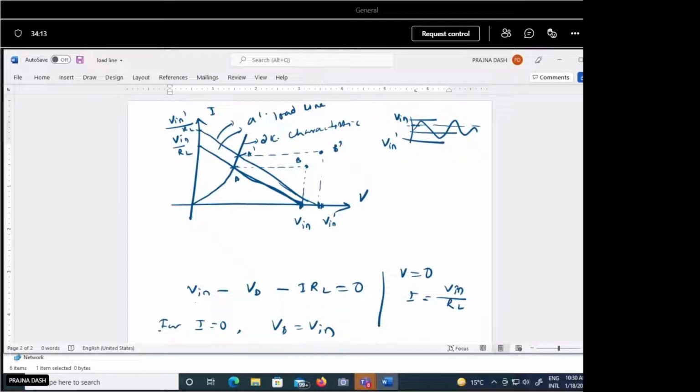I wanted to ask, you said that V in and V in dash are the two peak voltages. So either V in dash should be in the opposite direction, or V in dash should be at the same point only.